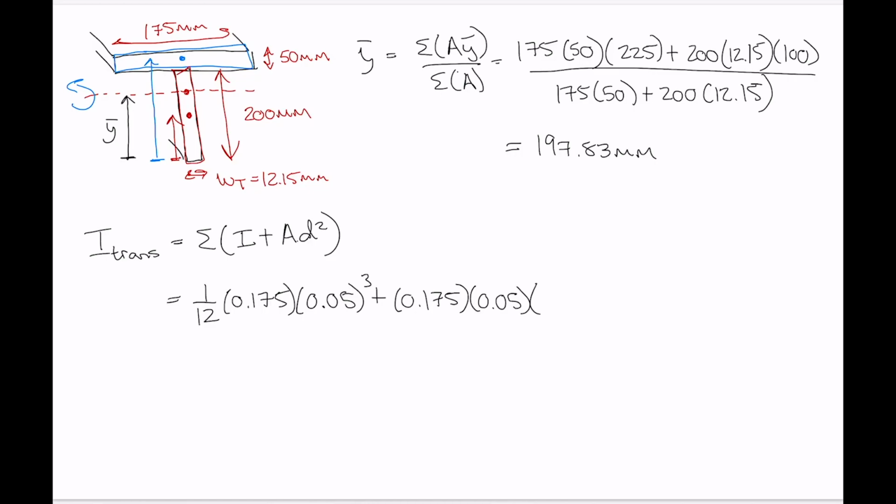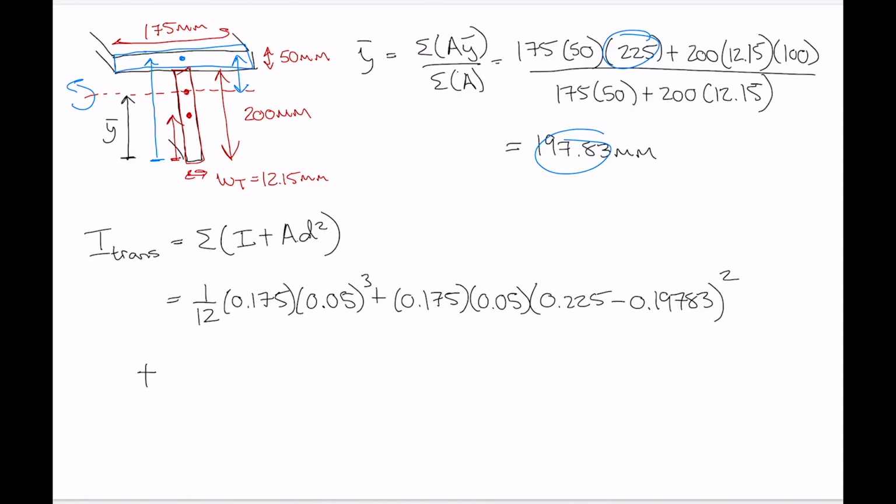Add back on its area, 175 by 50 millimeters. And our quantity d squared, don't forget, is the distance between the centroid of the shape that we're considering and the overall centroid. So that's going to be our value of y bar that was right up here, subtract the value of y bar for the whole cross section. So we've got 0.225 minus 0.1973, and then we square that term.